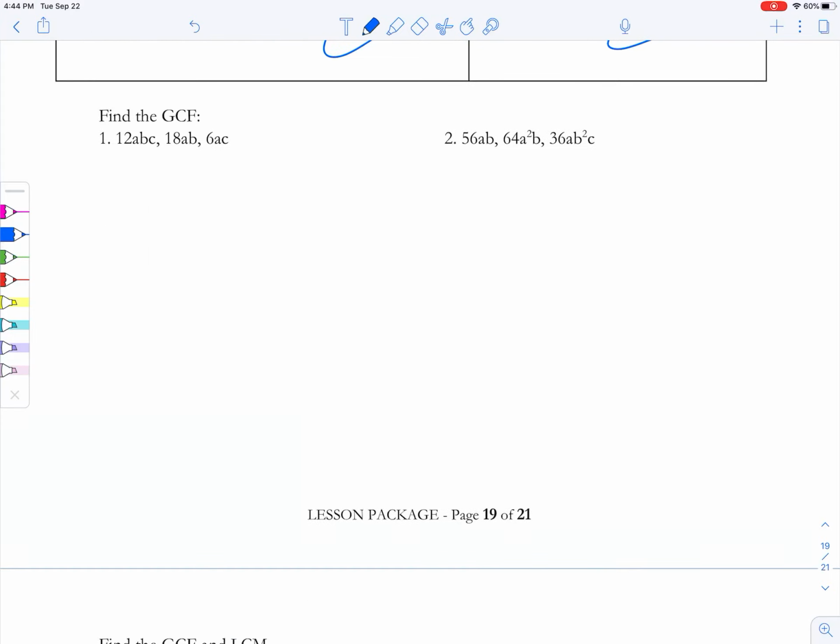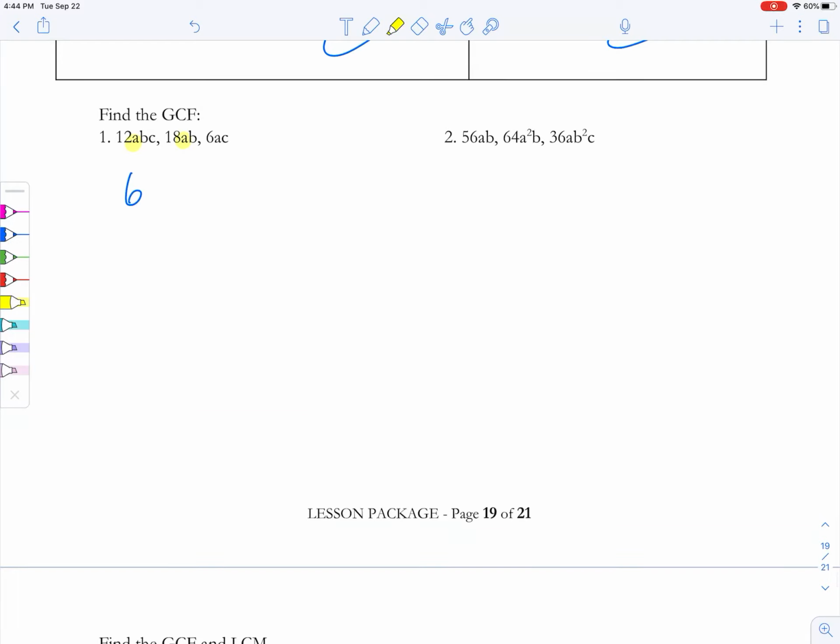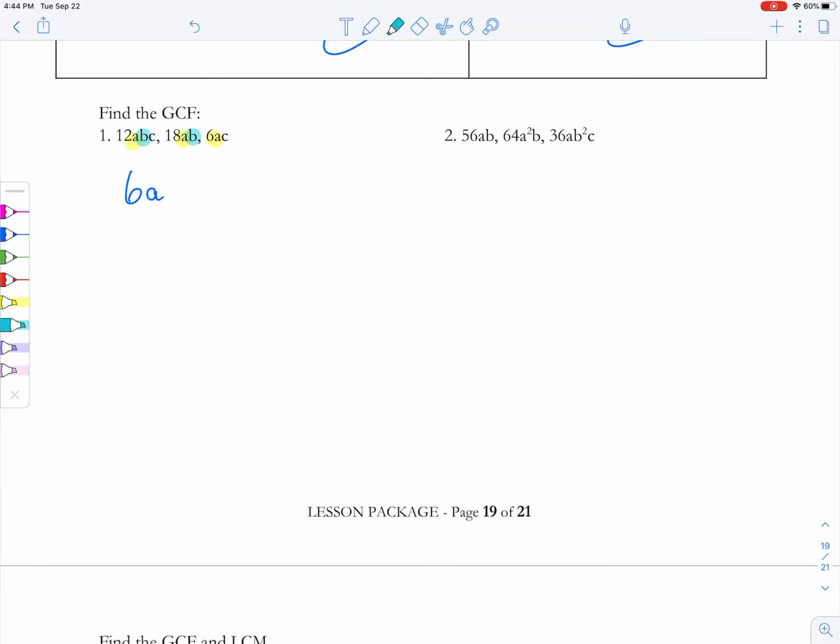So finding the GCF, we're going to follow those rules. I'm going to do it by inspection, to see if I can get the GCF just by looking. 12 and 18 and 6. I can see that the biggest number I can take out of all of them is going to be a 6. And then I look at the letters. A: I can definitely take out an A. And I'm looking at the B's. There's no B, so the smallest is going to be nothing. So I can't take out a B. And then if I look at the C, the middle term didn't have any C, so I can't take it out either. So the GCF is just going to be 6A.